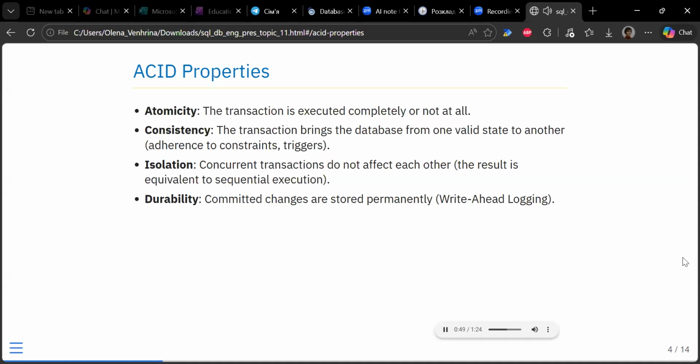The third is Isolation. In real systems, many transactions run concurrently. Isolation ensures that the intermediate results of one transaction do not affect another. Perfect isolation creates the illusion that transactions are executed strictly sequentially, one after another. The fourth is Durability. It guarantees that once you receive a message about the successful completion of a transaction, commit, the data is saved forever. Even if a system crash or power failure occurs a moment later, the information will not be lost thanks to logging mechanisms.